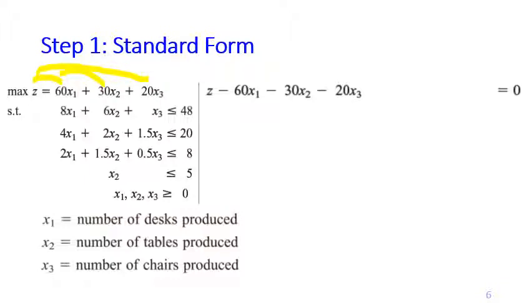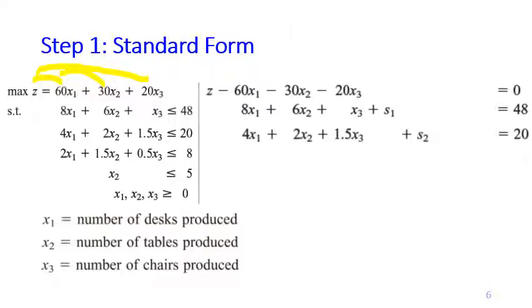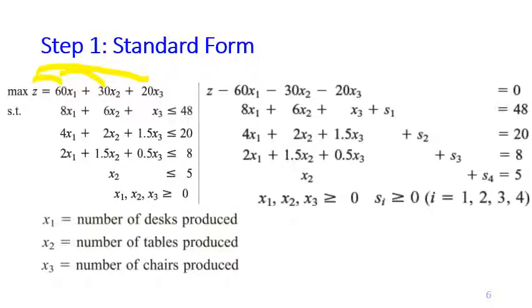left-hand side. And then for the first constraint, because it is less than or equal to, you will add a slack variable plus S1, second constraint plus S2, third constraint plus S3, fourth constraint plus S4. And then finally, do not forget to write down that all slack variables must be greater than or equal to 0. So that's our standard form. We finished the first step in the simplex algorithm.